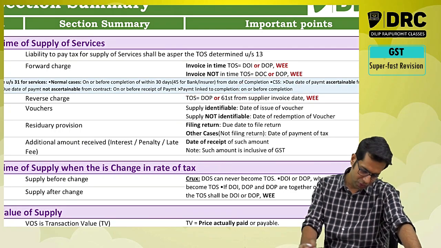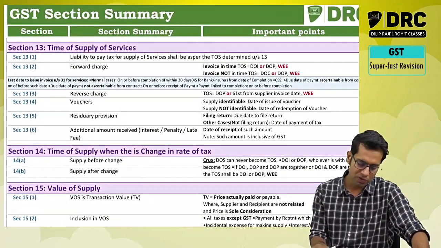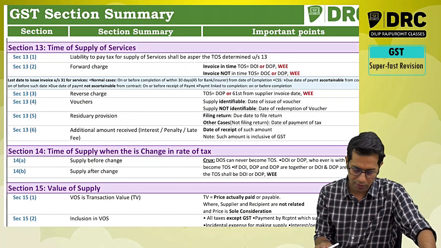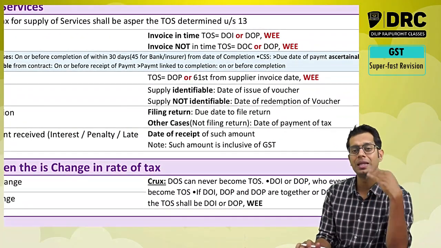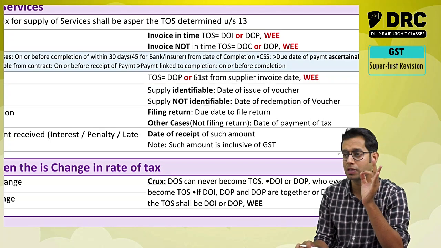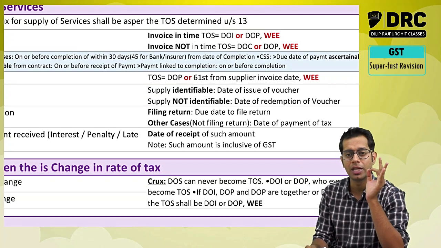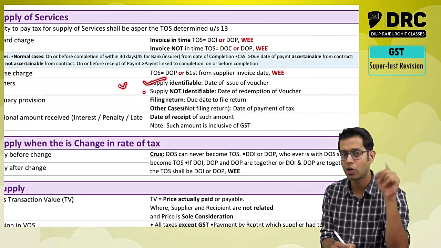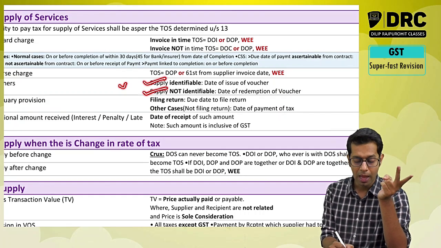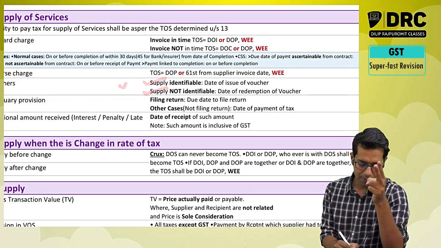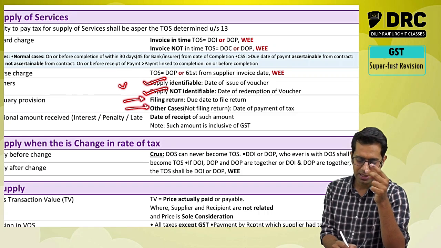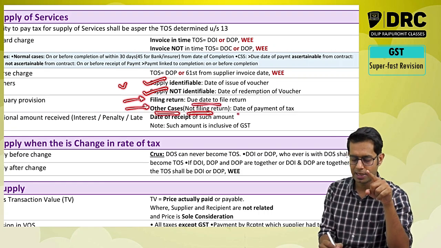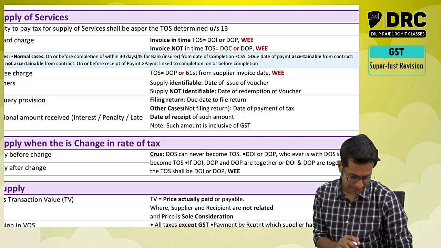Then, in case of reverse charge of services, very important, normally they will ask in the examination, the time of supply will be the date of making the payment or 61 days from the date of supplier invoice, whichever is earlier. In case of vouchers, it is the same: supply identifiable voucher, date of issue of voucher; supply not identifiable voucher, date of redemption of voucher. Then, in residual cases, are you a person who is filing the returns? Yes sir. Then the due date of filing returns. In all other cases, it is the date on which you are making the payment of taxes.